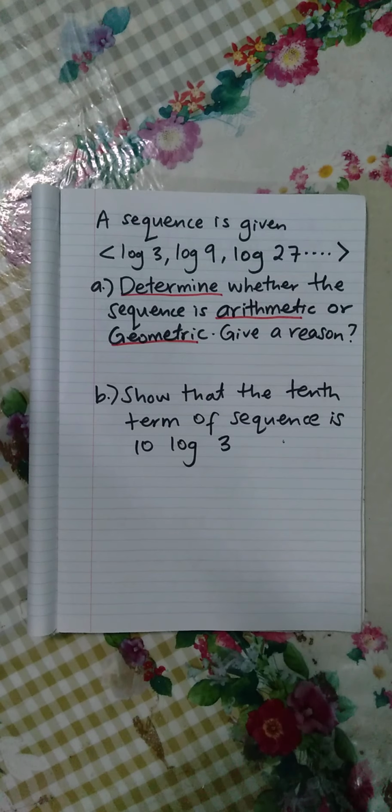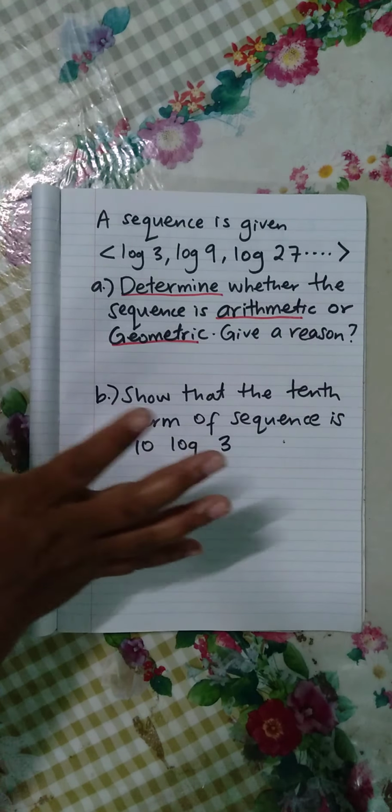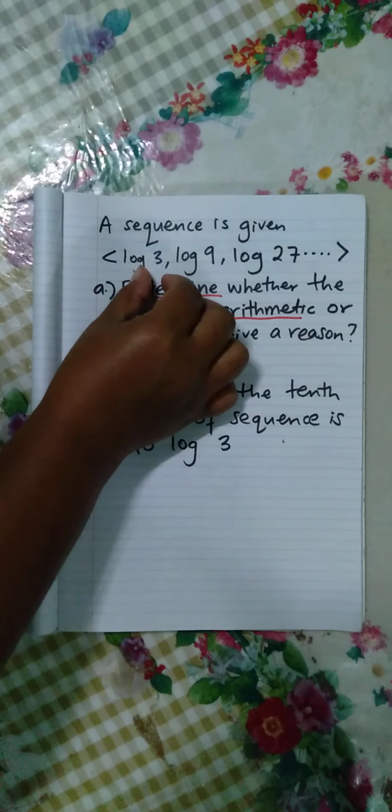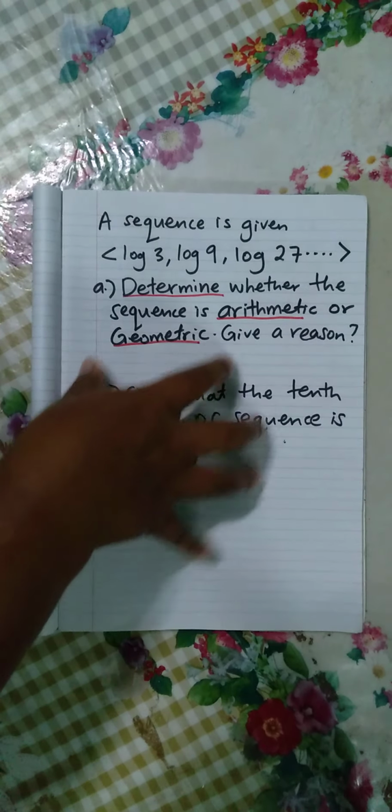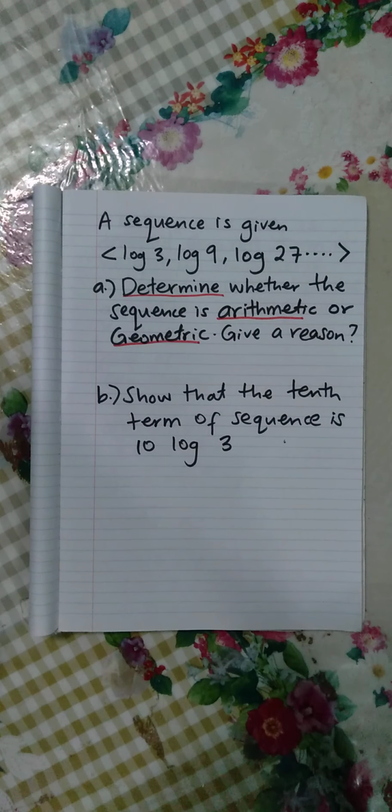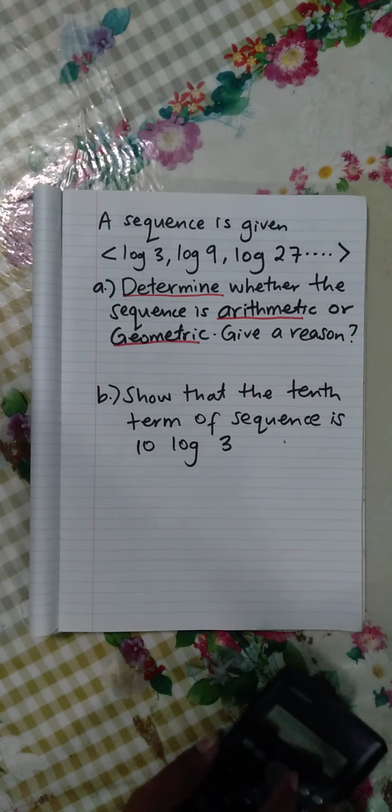For that, we need to understand what we have to find to tell us that it is arithmetic, and what we have to find to tell us that it is geometric. For arithmetic, we will have to look for a common difference. If there is a common difference between two consecutive terms, that means it is an arithmetic sequence. But if there is a common ratio between two consecutive terms, then it will be a geometric sequence, and that will be our reason. So that means we will have to try that.